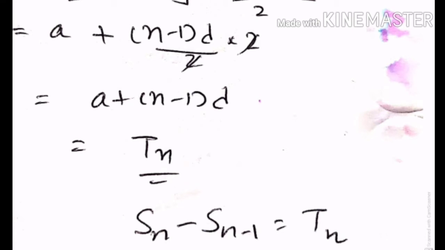Now you have to remember these two formulas. First is for Sn and the other is for Sn minus S(n minus 1) is equal to Tn. Now let us start our exercise 9B.